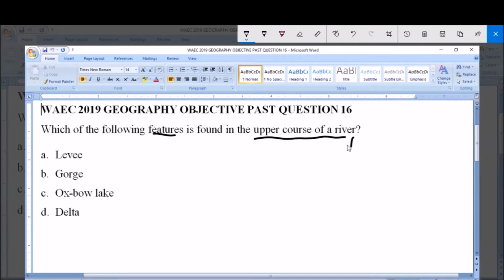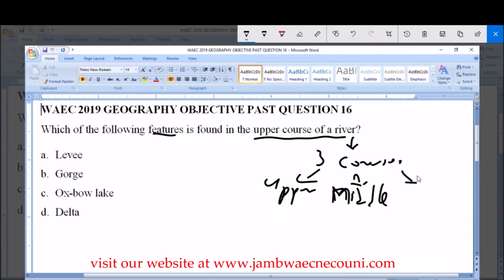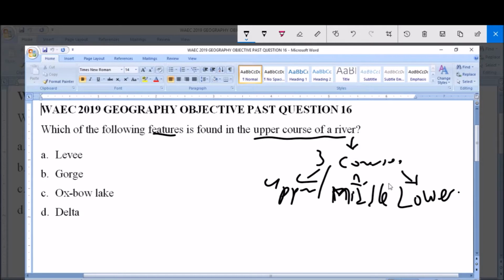river. Mind you, a river has 3 courses. So the first is the upper course, the second is middle, and the third is the lower course. So these are the 3 courses, and there are features found in each of these courses, but here we'll be considering the features in the upper course. So let's take a look at what each of the options are.